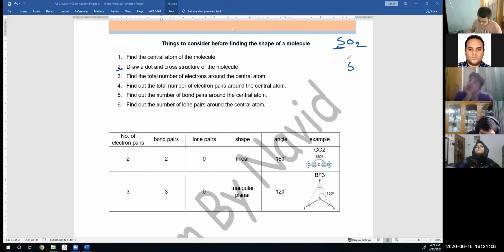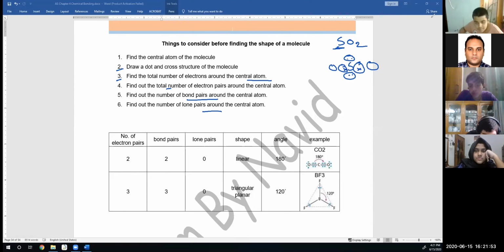Next is draw a dot and cross structure of the molecule. That is, sulfur has 1, 2, 3, 4, 5, 6. Oxygen is donating 1. So that's the dot and cross diagram. So third point is total number of electrons around the central atom. How many? Eight. 1, 2, 4, 6, 8. Okay? Now, number four is find out the total number of electron pairs, which is 4. Out of 4, how many bond pairs are there? 2. How many lone pairs are there? 2.